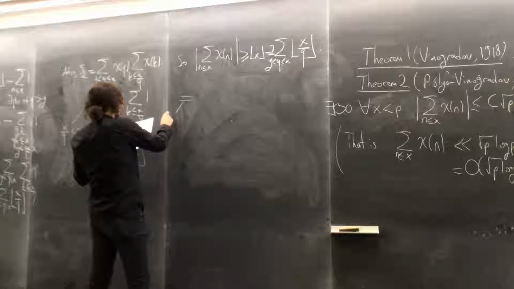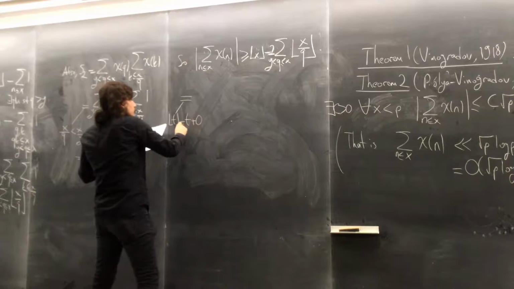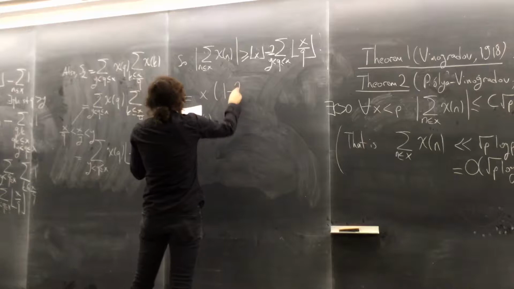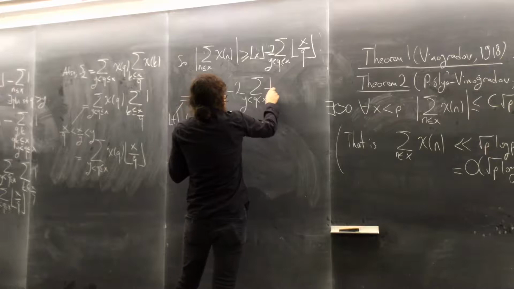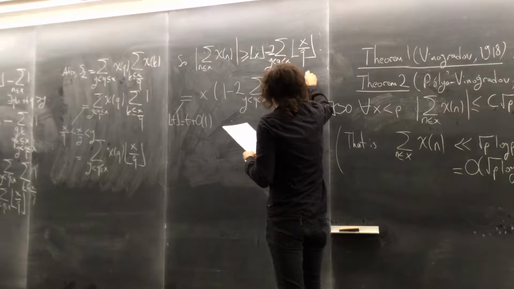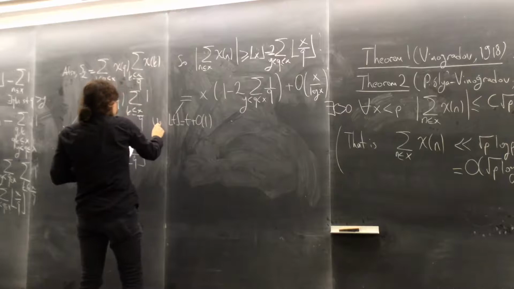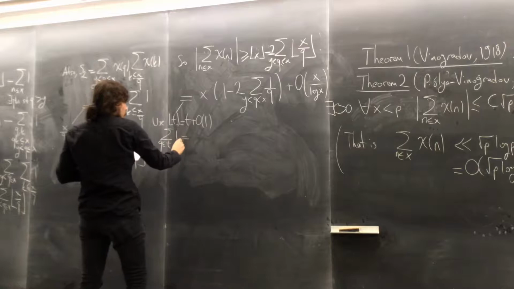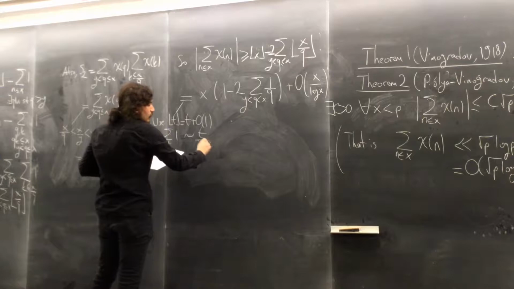Now let's use floor of t equals t plus big O of 1. So what we get is, again, a sum over primes here, but this time we are summing the reciprocal of primes plus big O of x over log x. But also, we are using the prime number theorem, or at least an upper bound for the number of primes.